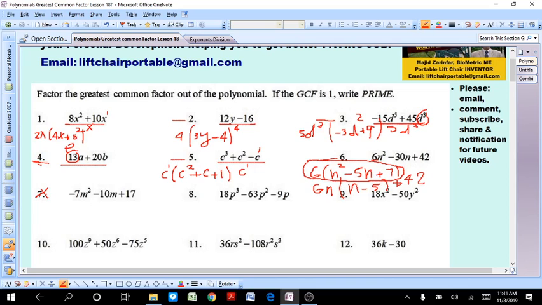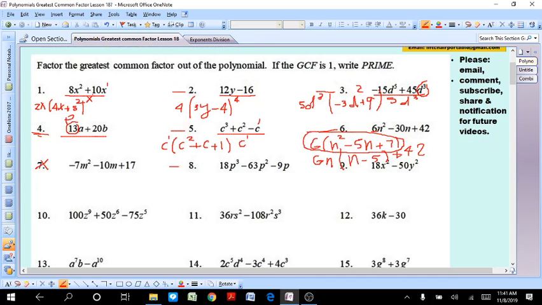Number 7, we are going to omit because that's the AC method. Listen in the future. What about number 8? How would you do number 8? I will give you a minute to think about it, please. If I put a 1 over p, everything is divisible by 9. So I can divide everything by 9p raised to the power 1.